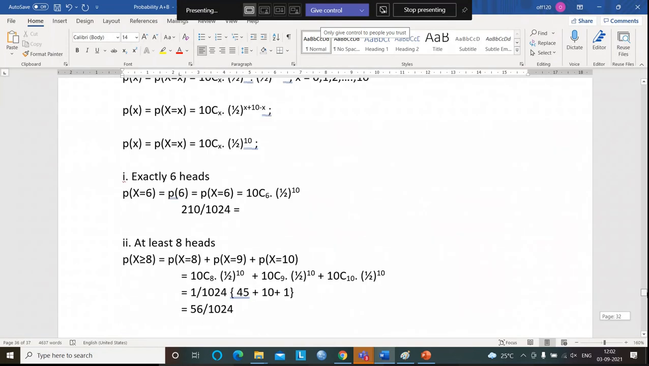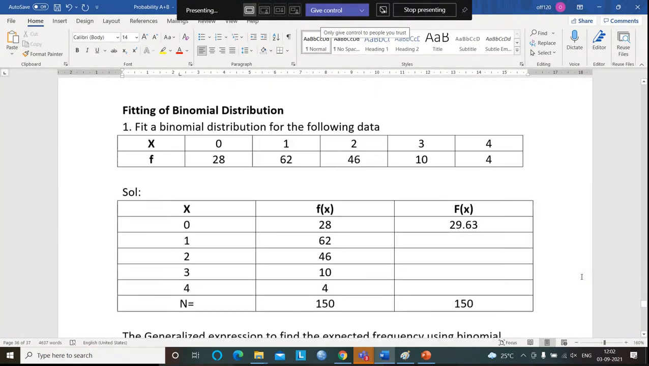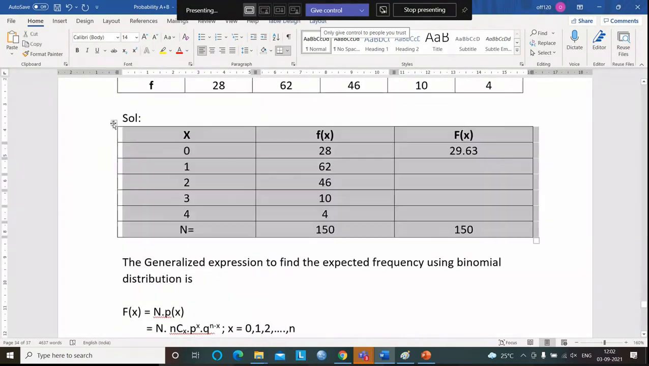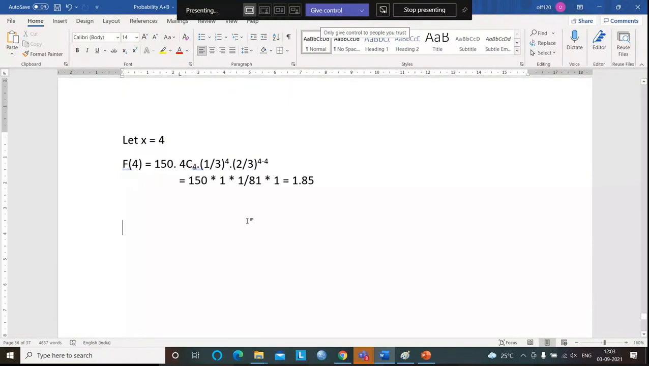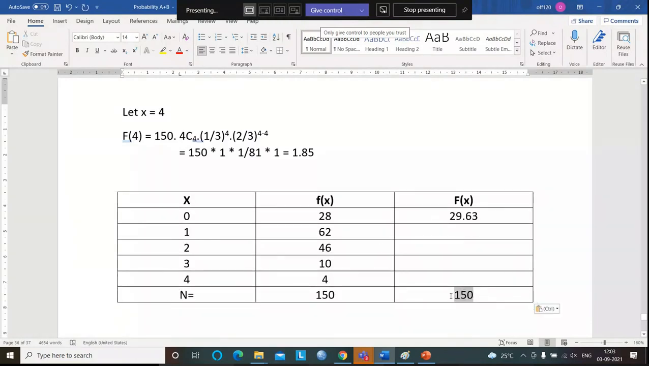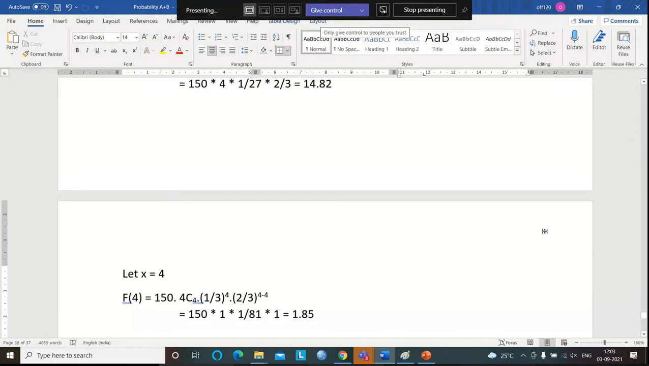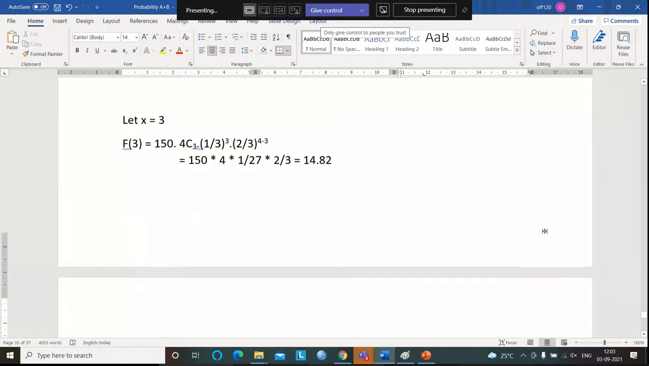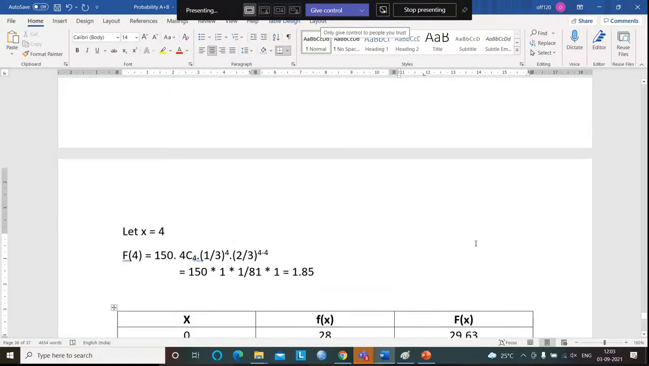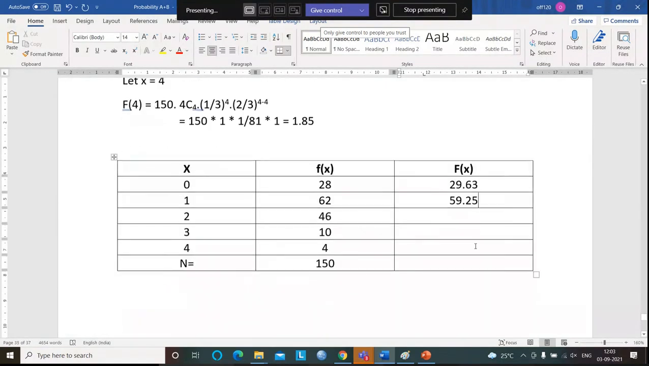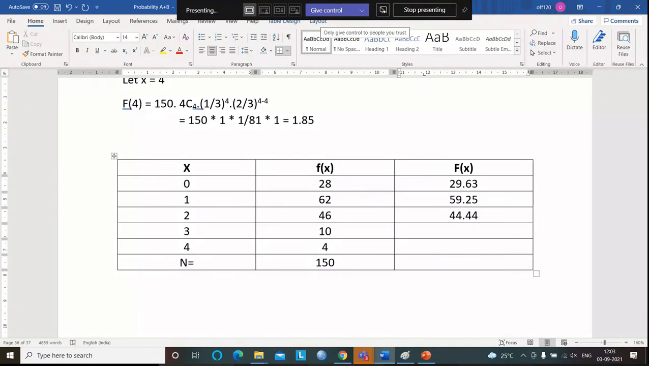Now let us go for the tabulation of these values. Let us substitute in our actual table. Let me copy down this one. Now let us verify whether this has been fitted or not. See, what is the f of 1 value? It is 59.25. Next, f of 2 value is 44.44. Next, f of 3 value is 14.82. Next one, last one is 1.85.